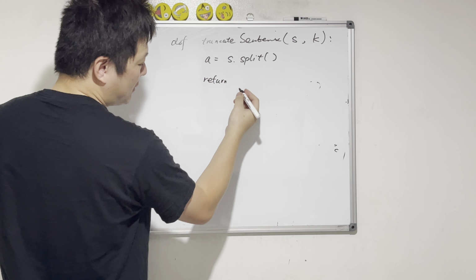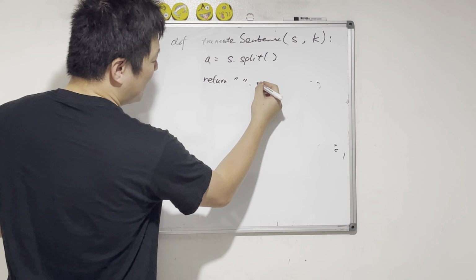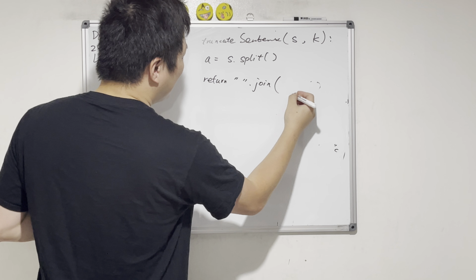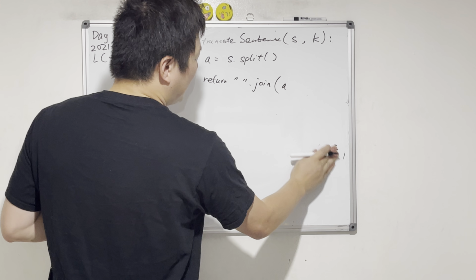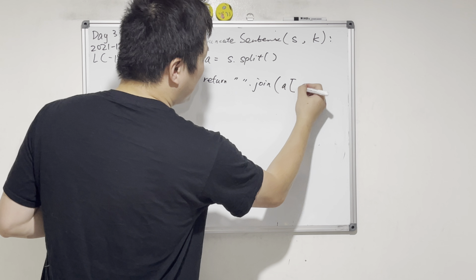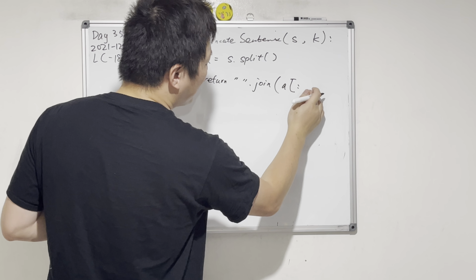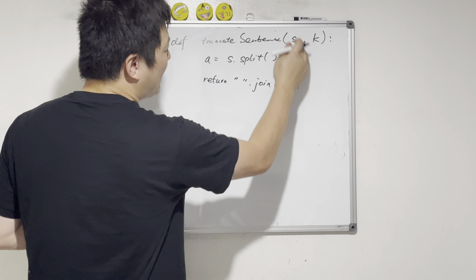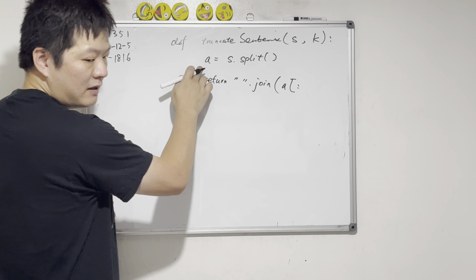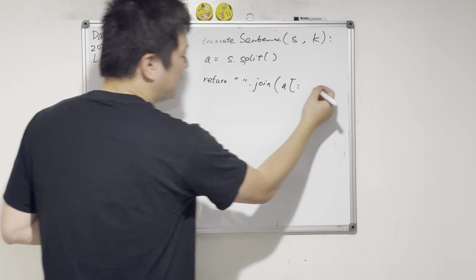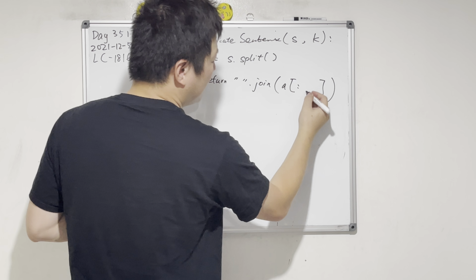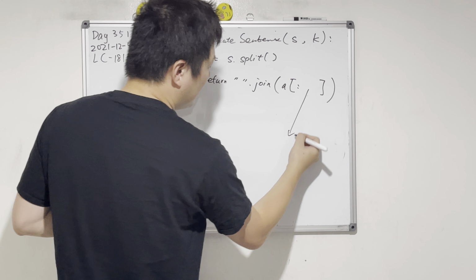Join, what's join? Join by a single space, yeah? Join, we want to join what? The array up to K, right? So what should I put here? Up to K, this is colon, up to K. But K could be smaller or bigger than the length of A, right? So what should I do here? What should I write here? What's here? Colon. What's here?